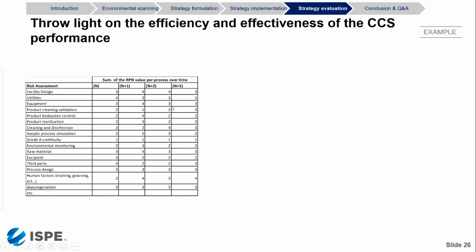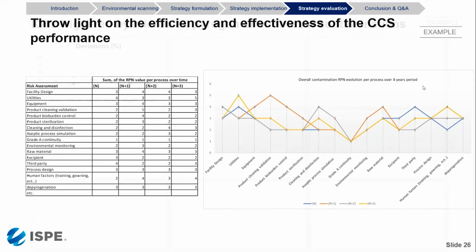And the way to do that is after you have this dashboard. Sorry, it's going too fast. You have this dashboard that is looking at facility design. The blue one is N. The orange one is N+1, but here you can't see it because it's the same as the blue one, and then N+2, and then N+3. So what we can see here is there is an increase at N+2 in the risk for the facility design. Here, there is an increase in the risk for utilities. And if we look at the N+3, there is a risk for product cleaning validation, for example.